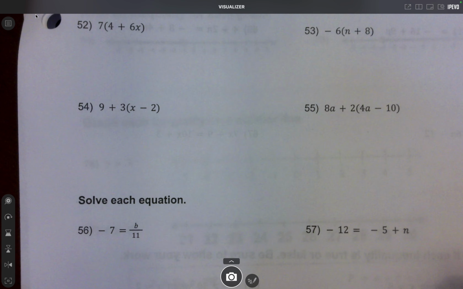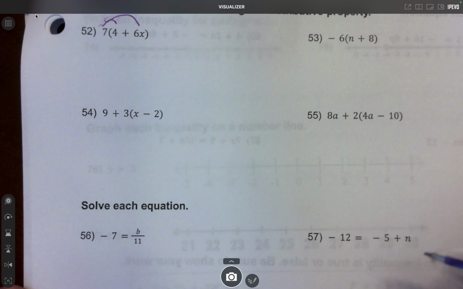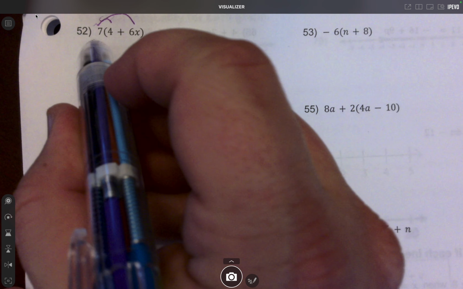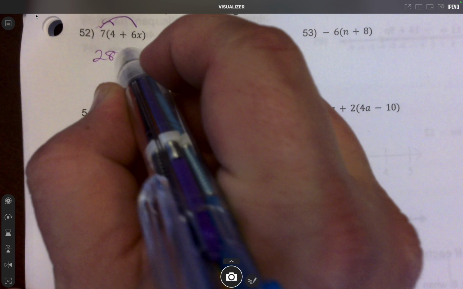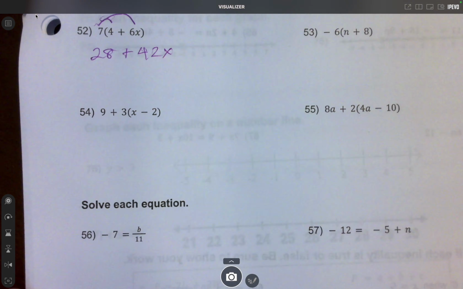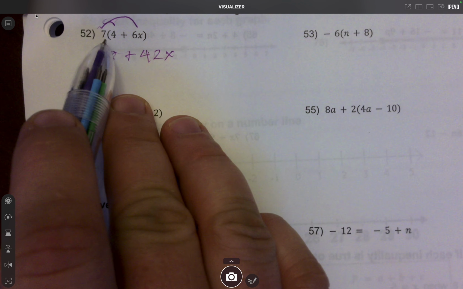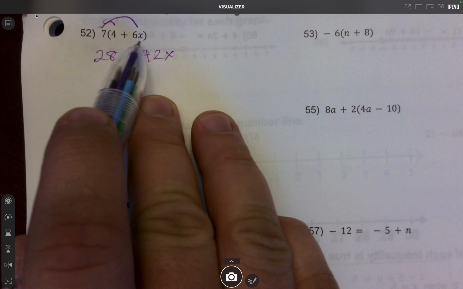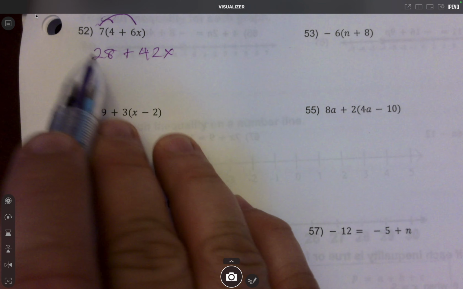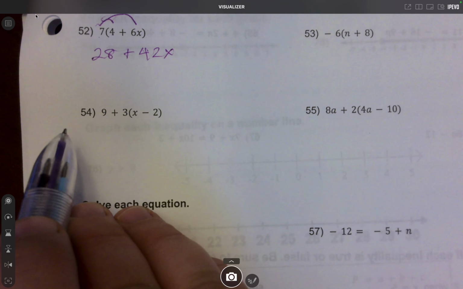Okay, using the distributive property on these next ones. Hopefully this has become a good habit for you now. It's pretty straightforward. 7 times 4 is 28. 7 times 6x is 42x. So whenever you're multiplying by 2 terms in parentheses, you multiply both of them by that coefficient, that number outside.